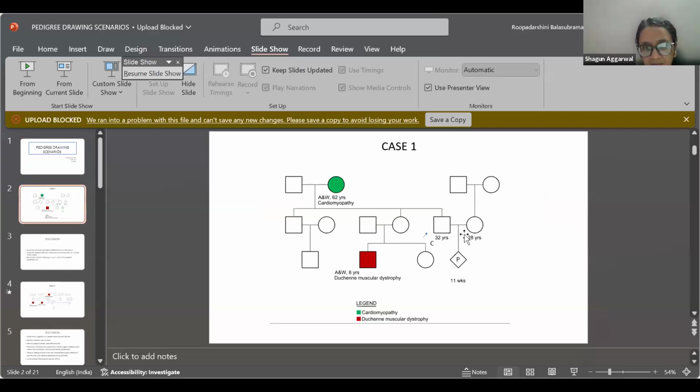So in this case, do they have a genetic report, Dr. Rupa? Yes, ma'am. I'm coming to that part of the discussion. Okay, so you show me the pedigree now. Yes, ma'am. So this is the final pedigree. Make it full screen. Yes, ma'am.